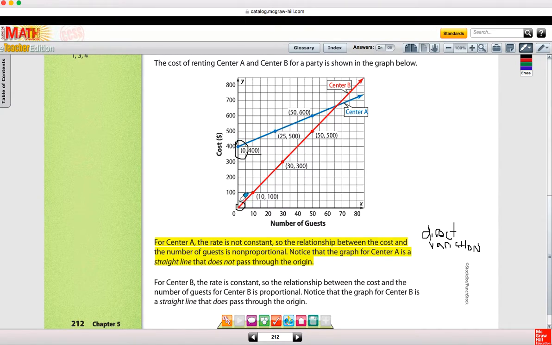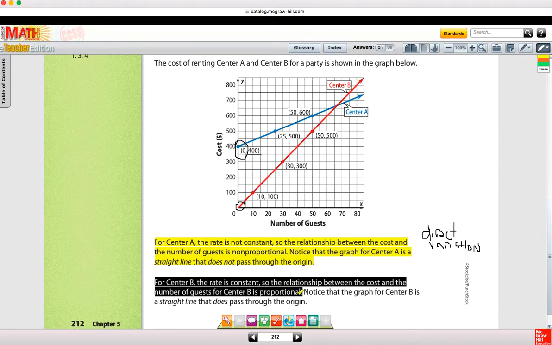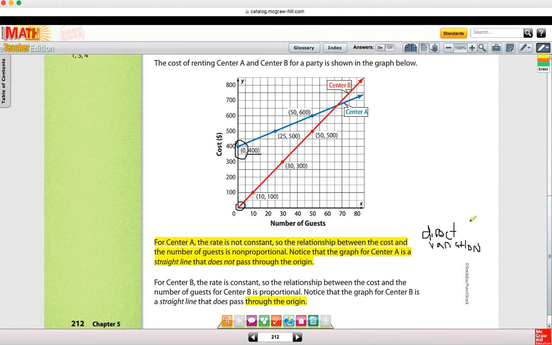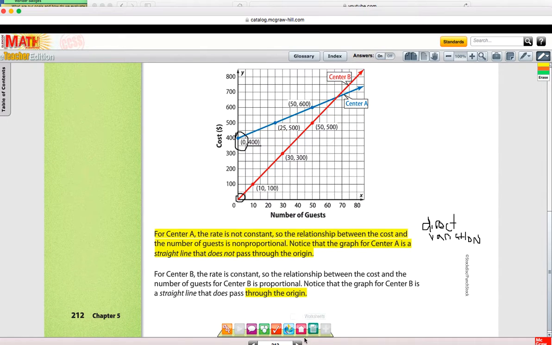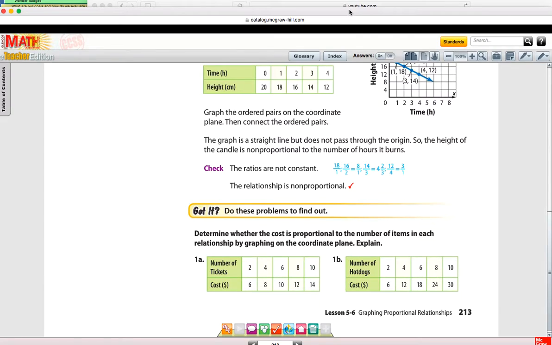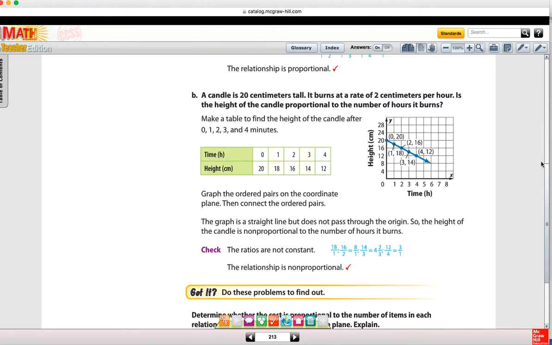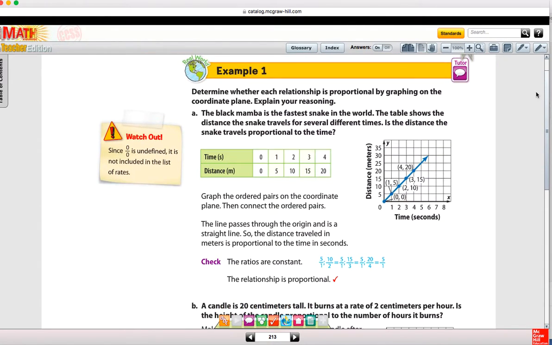This other example right here, center B, is a direct variation because it does pass through the origin. So we have the rate is constant and it is proportional. So the graph is a straight line that does pass through the origin, making it a direct variation. Okay, so if we scroll down to the bottom of this page, that ends the problem there. But let's take a look at the next page for an example.